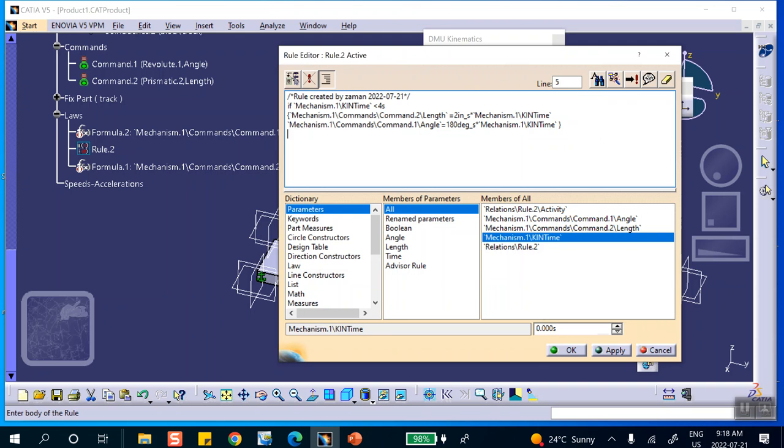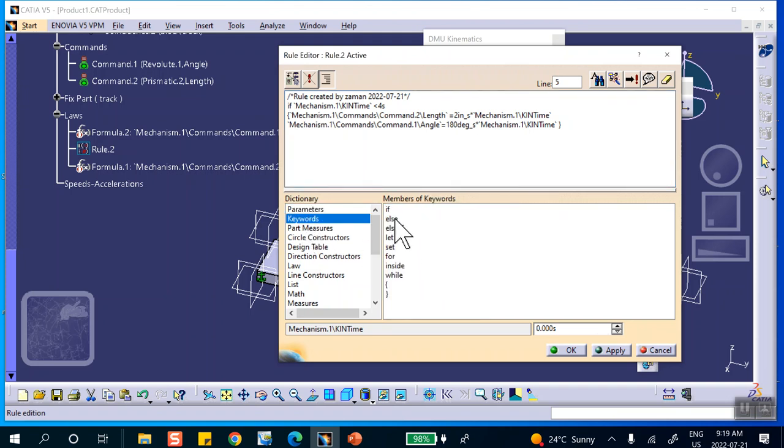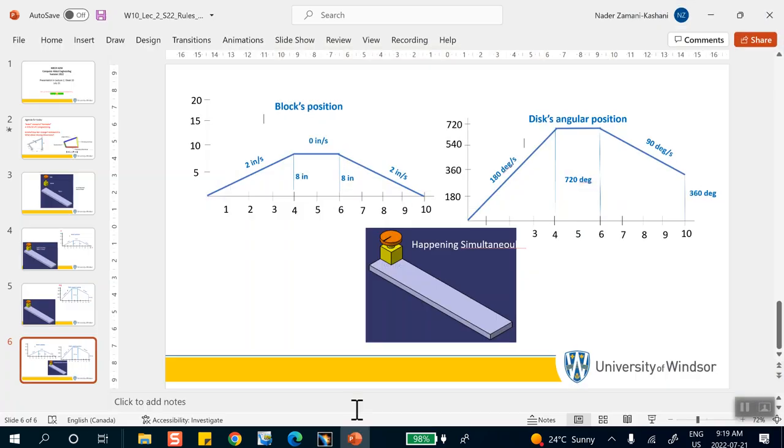Else. Where's else? Keywords, right there. Else if, yeah? Come on. Oh, went on the wrong line. Else if. There. Too many of them. Else if. Now, else if time is less than 6, because if you look at it here, it was 6. Okay? 6.